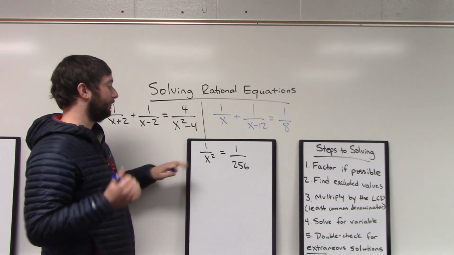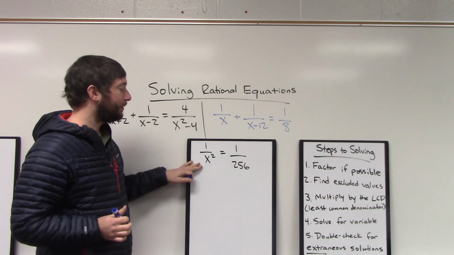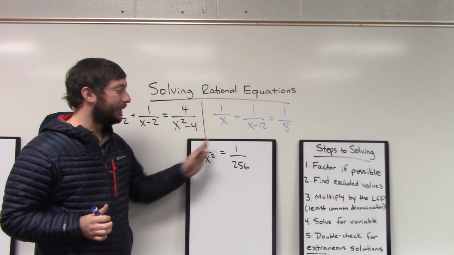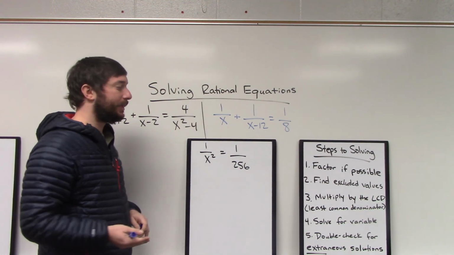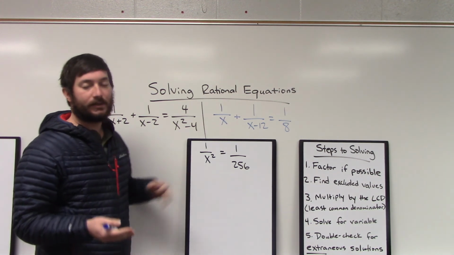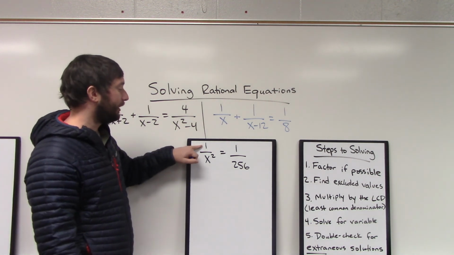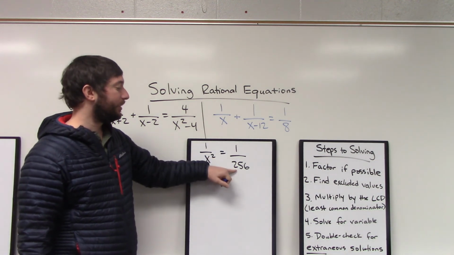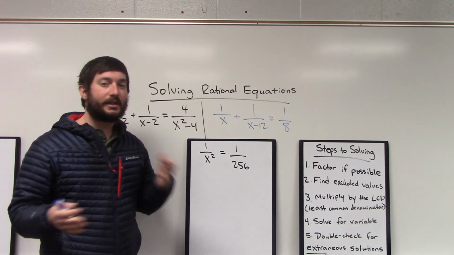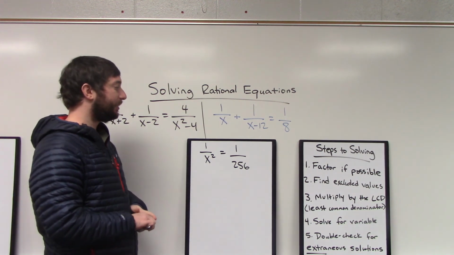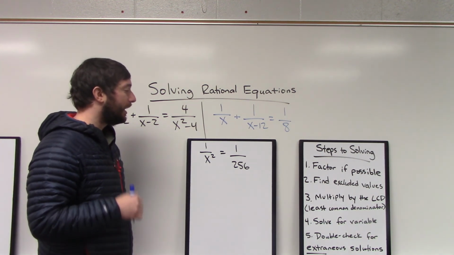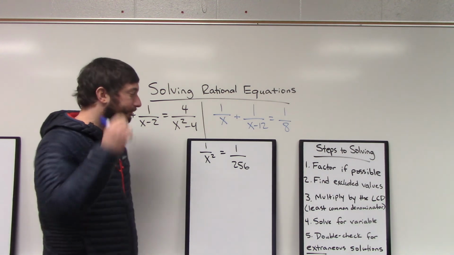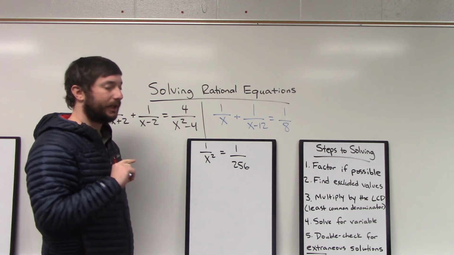So for this problem, for example, we would start by looking, can we factor anything, any numerator, any denominator? And it turns out in this case, we can't, right? The numerator here of 1, denominator of x squared, numerator of 1, denominator of 256. There's nothing that we can break down any further by factoring, so we can skip step 1 in this case. Step 2, we look for excluded values.